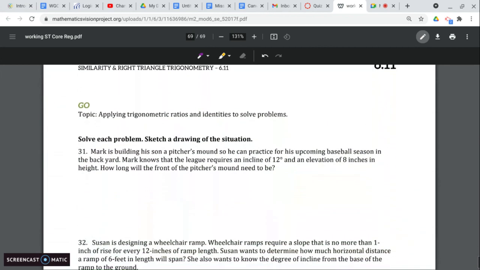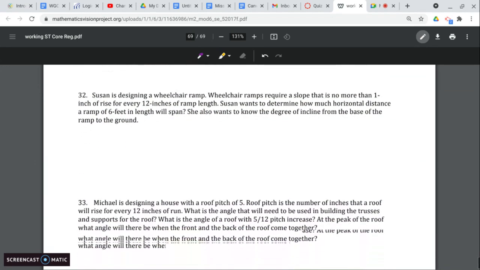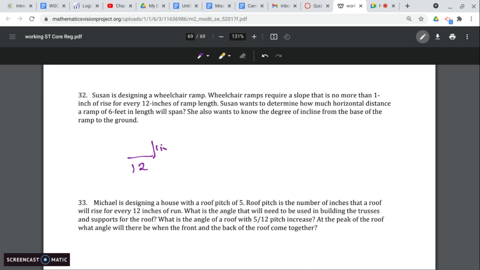All right, the last section is looking at sketching a drawing for the situation and then solving. So now we are actually going to solve. So Susan is designing a wheelchair ramp. Wheelchair ramps require a slope that is no more than 1 inch of rise for every 12 inches of ramp length. So 12 inches, 1 inch. Susan wants to determine how much horizontal distance a ramp of 6 feet in length will span. She also wants to know the degree of incline.